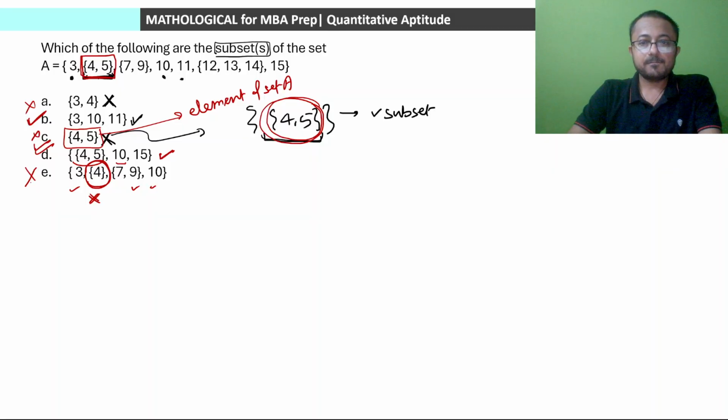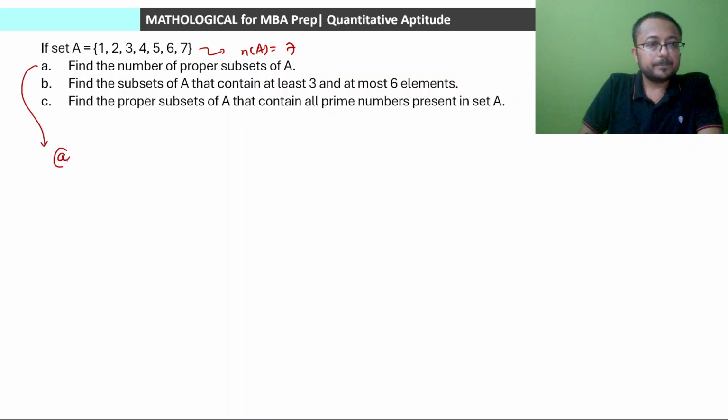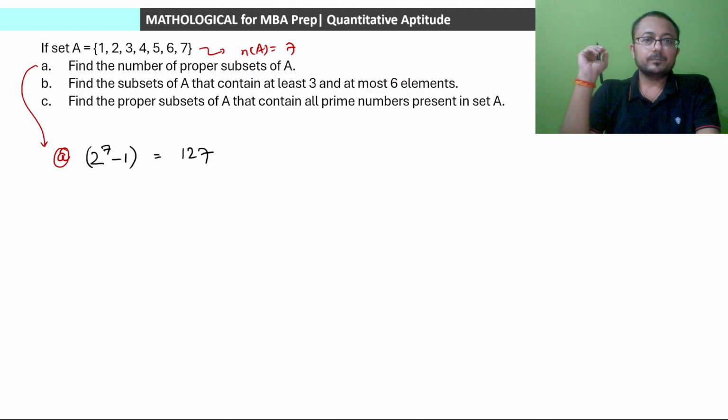Next question. If set A is given there, that has elements 1, 2, 3, 4, 5, 6, and 7, then question part A, find number of proper subsets of A. Number of proper subsets of A. So set A has number of elements equal to 7. 7 elements. So option A, proper subsets कितने होंगे? Proper subsets will be 2 to the power n minus 1, and 2 to the power 7 minus 1. So that is equal to 127. Okay.